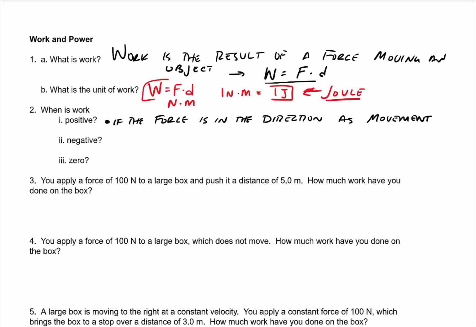Work is negative if the force is opposite the direction of motion. If an object is moving and there's a force against that direction of motion, that force is trying to cause the object to slow down.